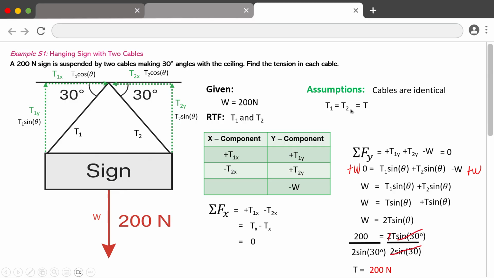So if our answer is correct, then if we plug in those values, this should be 0 and this should be 0. So I leave that to you as an exercise if you want to see that this is correct. But that's how you check if your answer is correct. You simply plug in the value back to our net force equations here. And if they match, then most likely your answer is correct. So this is how example S1, hanging sign with two cables, is solved.